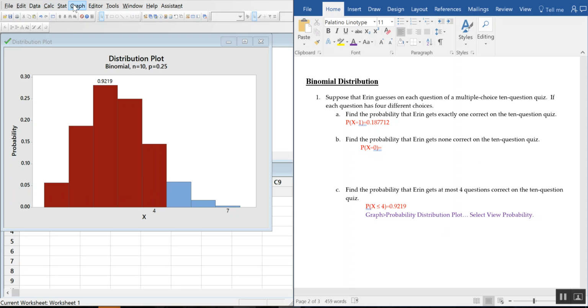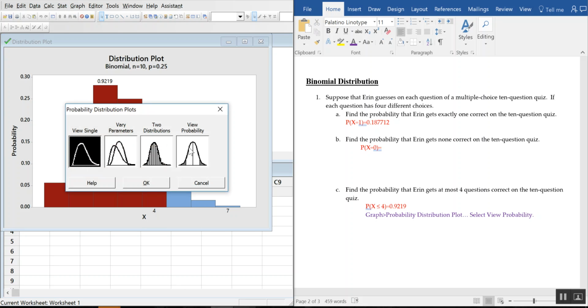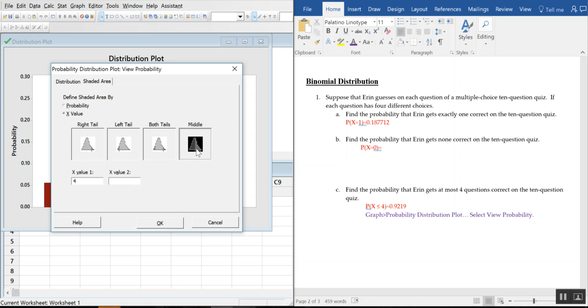And it's super weird. So we're going to go to Graph. Where is it? Probability Distribution Plot. We're going to go to View Probability. I do this kind of fast because I've done it like a million times. It's kind of sad. We hit OK. I want to go to Shaded Area.